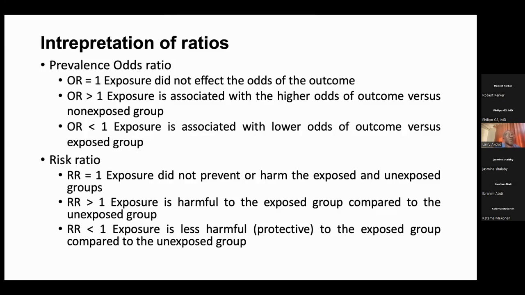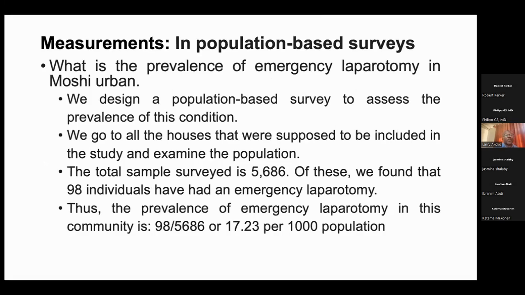And when you use risk ratio, again, it's the same: the exposure did not prevent or harm the exposed or unexposed group when it is 1. And when it is more than 1, the exposure is harmful. And when it is less than 1, the exposure is protective or less harmful to the group that is exposed. So like when you are using medicine.